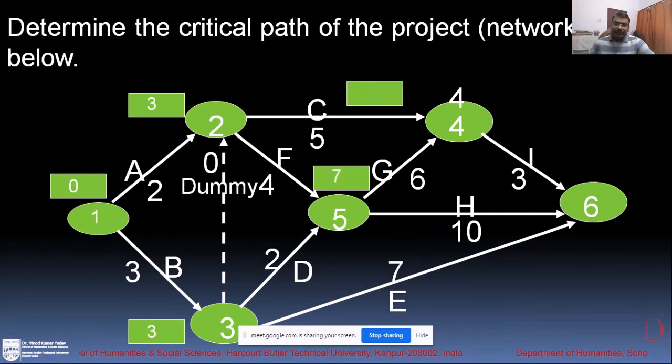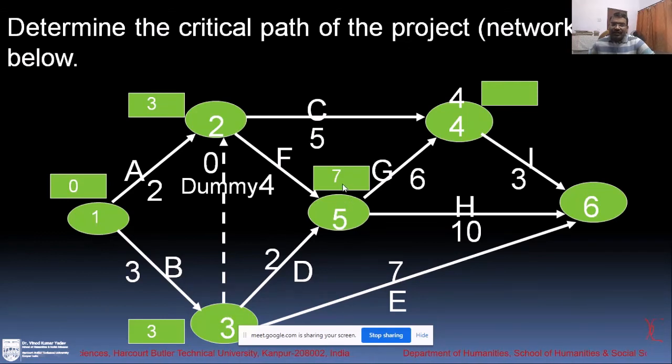And with this 3, when you add 4, you will get 7, because when you add 2 to this 3, you will get 5, and we need to take the highest one. So from this side you will get 7. Now on node 4, look at this. This 7 plus 6 gives you 13. So we take 13. We are not taking 3 plus 5 and 8. Highest we take.